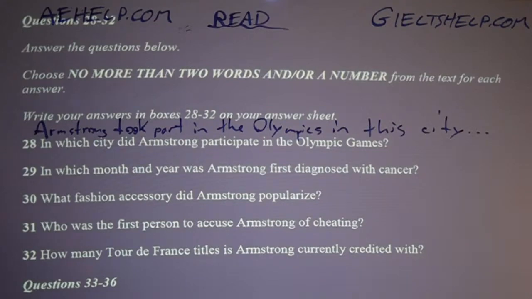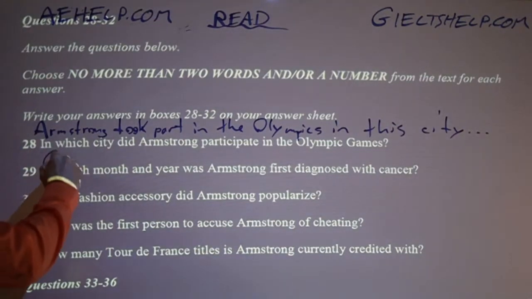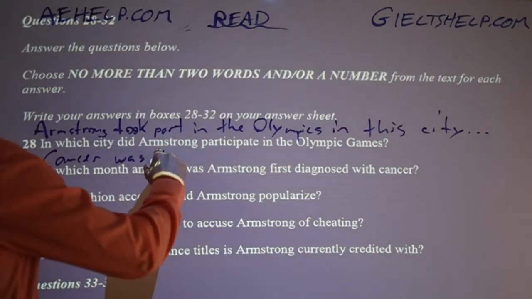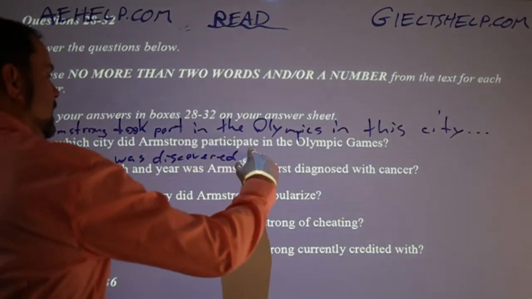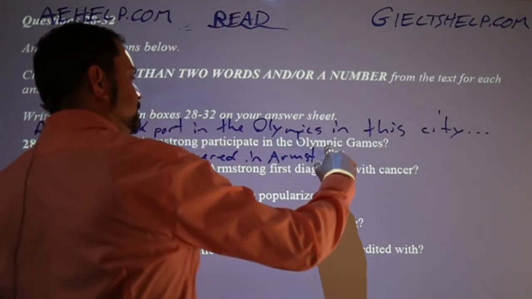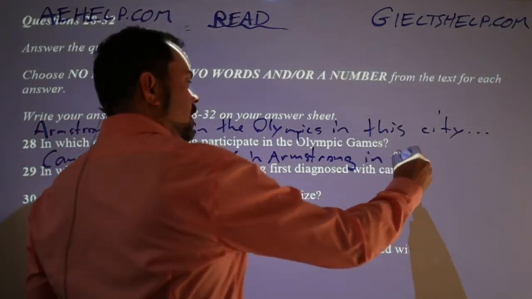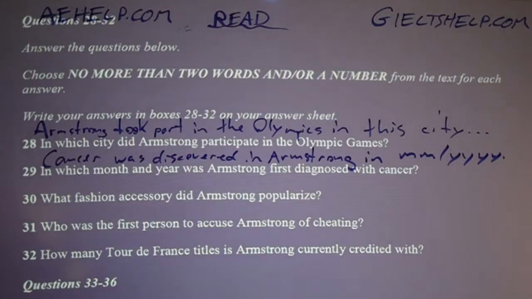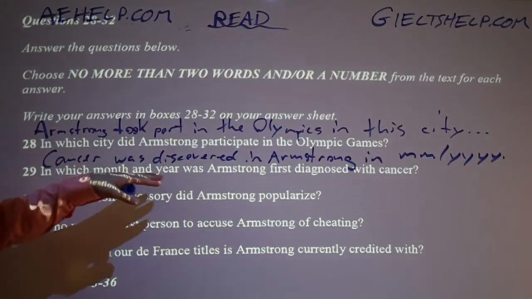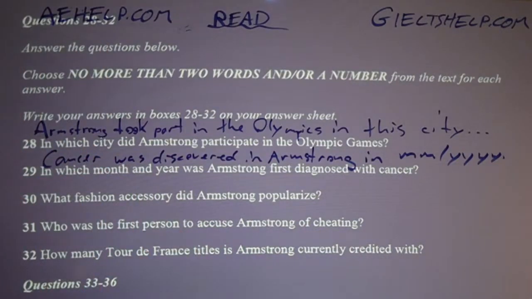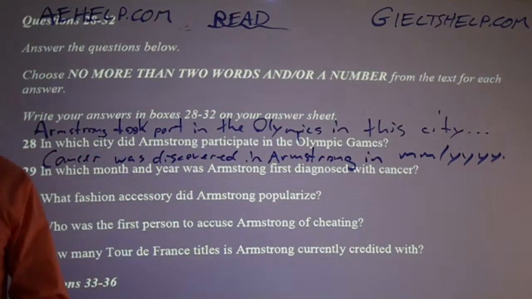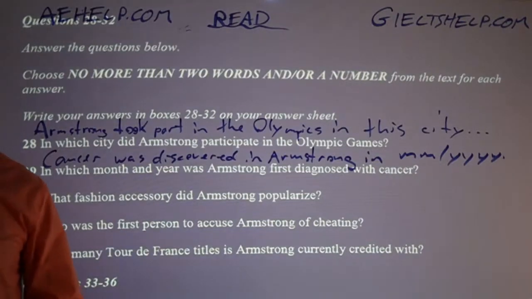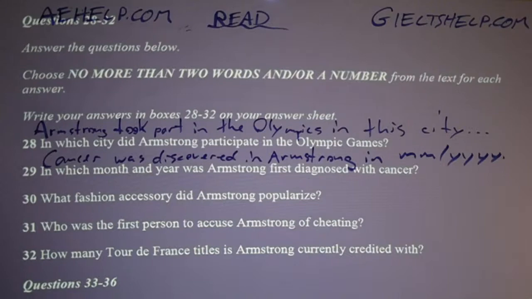Okay, so cancer was discovered in Armstrong in month, year. Okay, so I would just quickly paraphrase like this. Cancer was discovered in Armstrong in month, year. Okay, so don't overthink it. Yeah, Nick Hill says Armstrong begins suffering with cancer in the month and year. Okay. Harjinder says, what was the month when he got cancer?